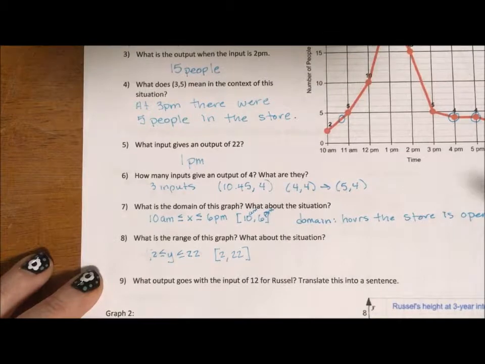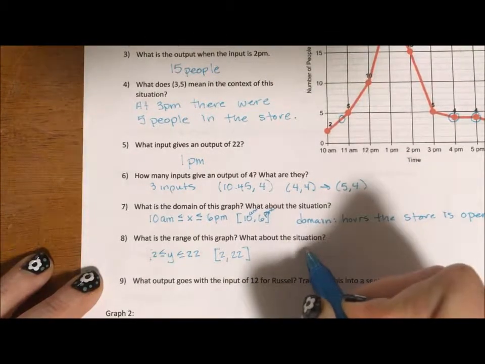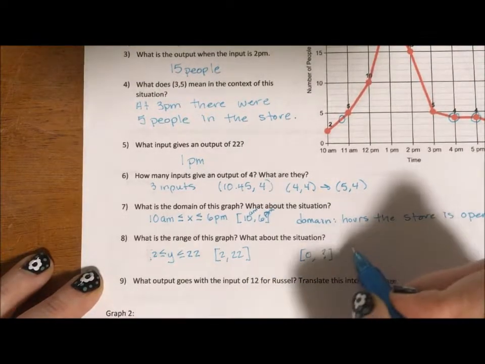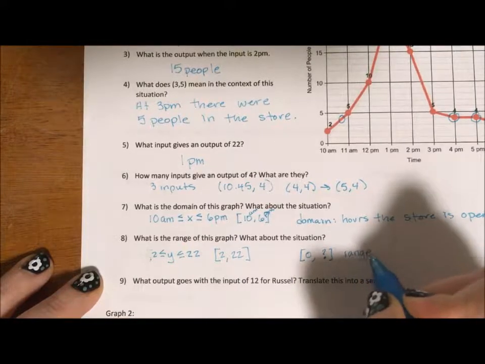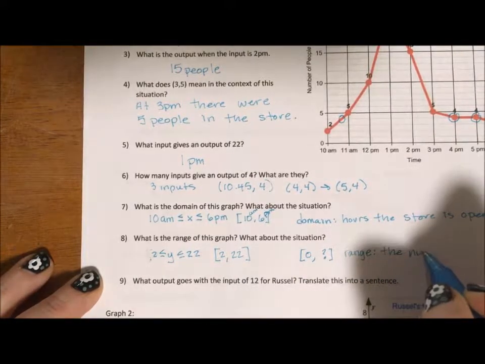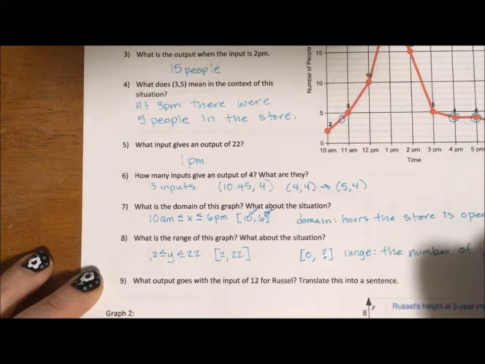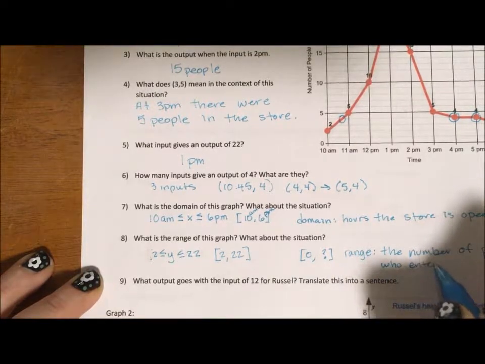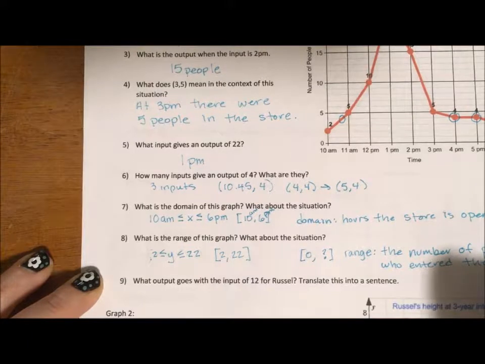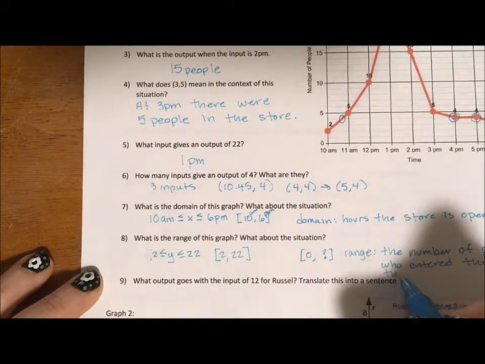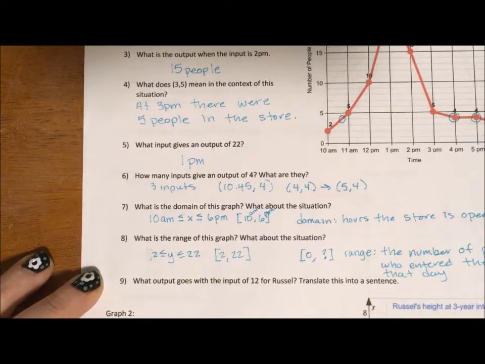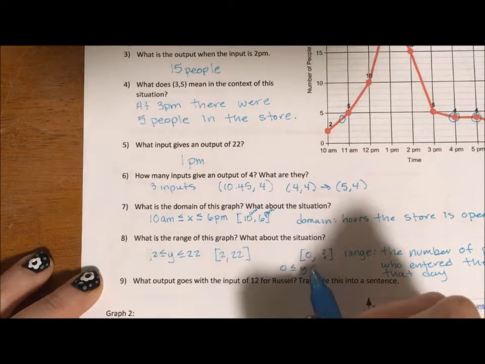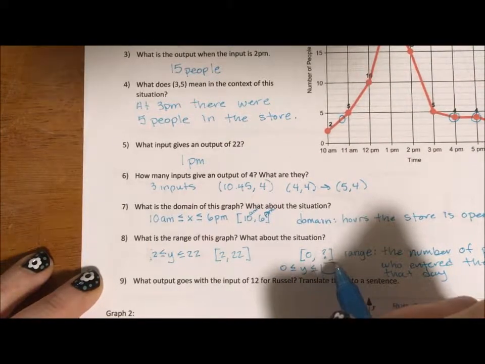Now for the situation, in all honesty, we should have 0 to question mark. The range is really the number of people who shopped that day, who entered the store that day. And the reason I put a question mark is, once again, if the store closes at 10, 11, it's really 0 is less than or equal to y is less than or equal to whatever number goes here.